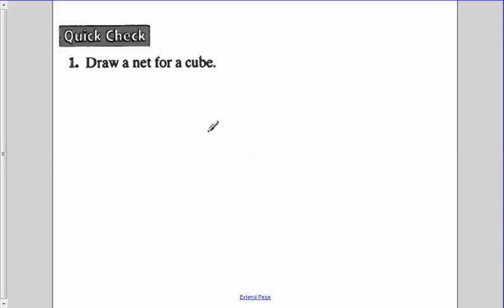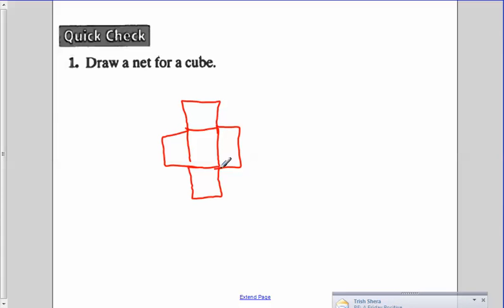So, quick check: draw a net for a cube. Go ahead and practice this, and we'll check in a second. Alright, for a net for a cube, you should have your base right here, and then we have to draw our other sides. If I have my base as the bottom square, and I folded all these up, I would have a box, but it wouldn't have a top. So I need to add one more side here to create the top for our cube.